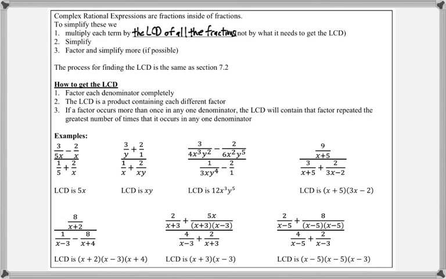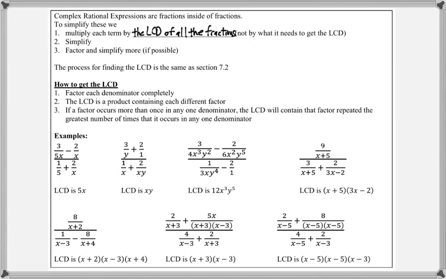And this is not by what it needs to get the LCD. So in the previous section, when we were adding, we found an LCD, and we had to multiply by what you need to get the LCD. Here, we're just going to be multiplying by the LCD itself, technically over 1. And then our second step is to simplify. Then we need to factor and simplify more if possible.